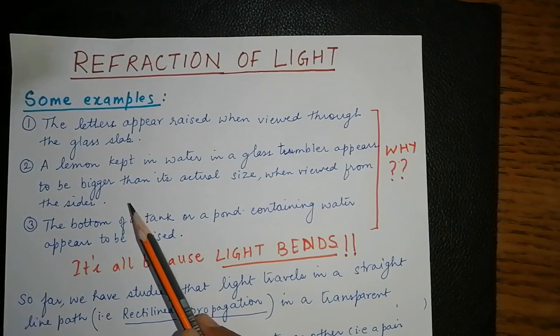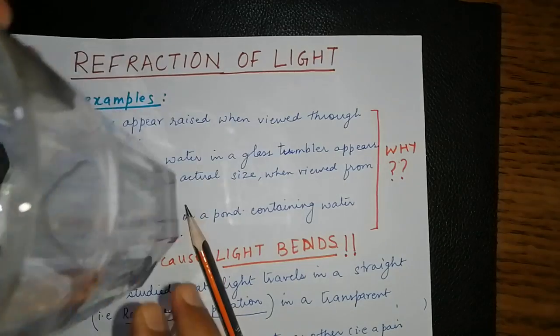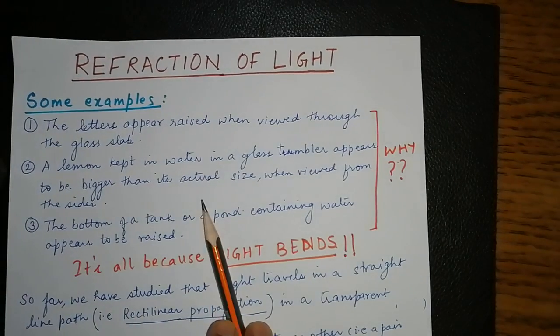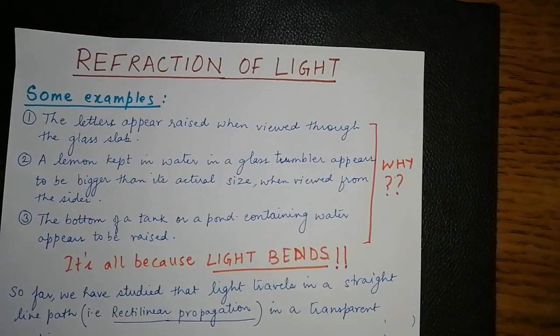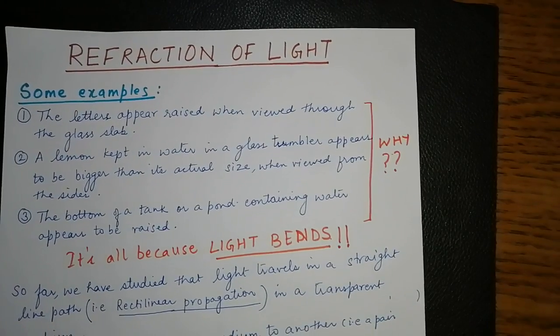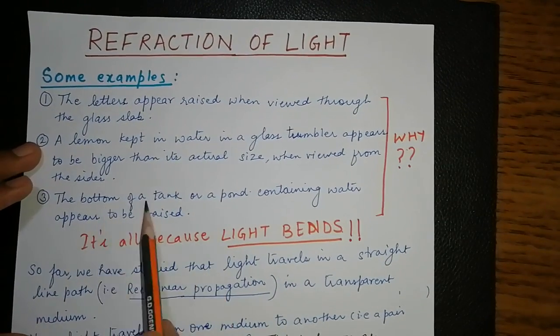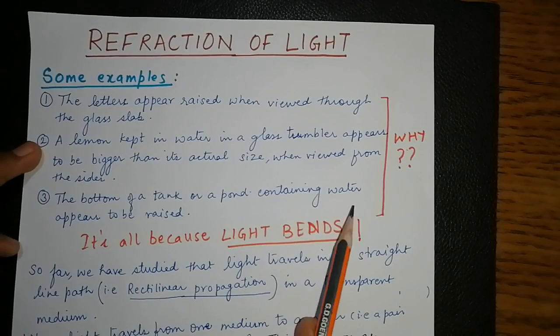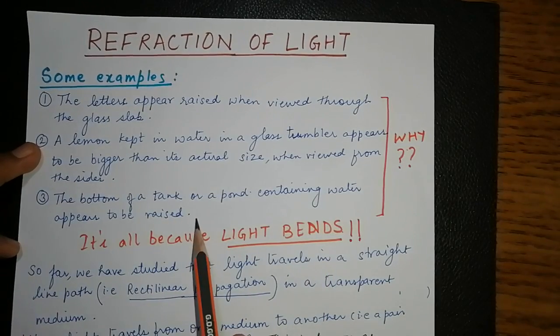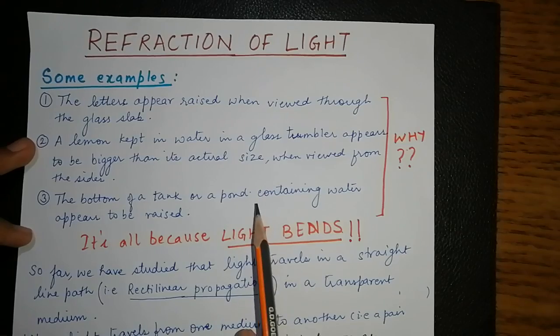This can very easily be done. Take some water, and then if you put some lemon into it, you will see that it appears bigger in size. Try out this activity at home. The bottom of a tank or a pond containing water appears to be raised, or it may appear as shallower.